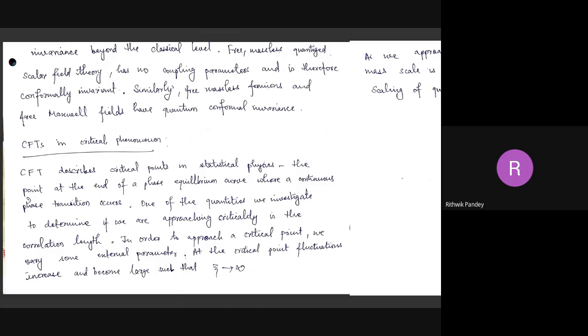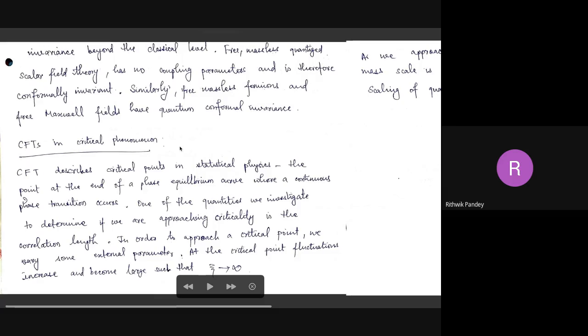So this is quantum conformal invariance, but we can also see the usefulness of conformal field theories in critical phenomena that we have studied in our courses. Why is CFT used in statistical physics? Basically, CFT describes the critical points in statistical physics, the point at the end of a phase equilibrium where a continuous phase transition occurs.